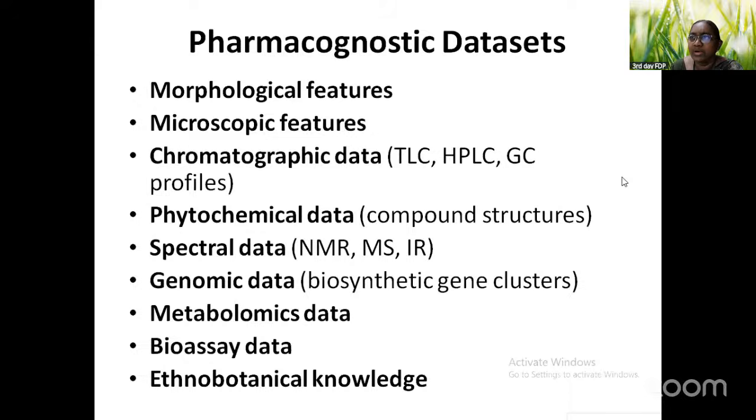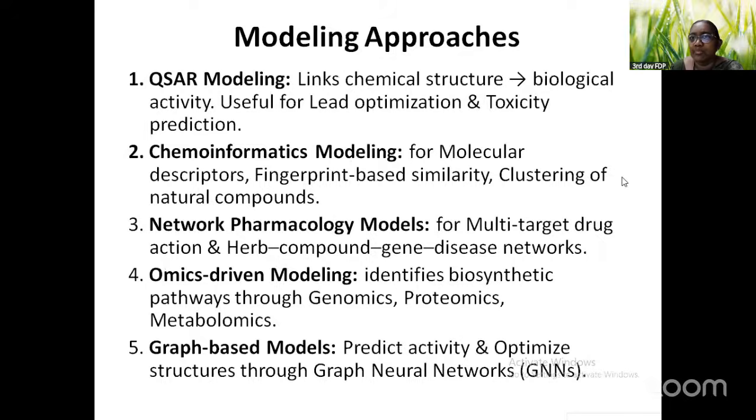So coming to the pharmacognostic datasets, the data can be categorized into various sets like morphological features, microscopical features, chromatographic data, phytochemical data, spectral data, genomic data, metabolomics data, bioassay data, and ethnobotanical knowledge. Based upon these datasets, the medicinal plants can be screened and new drug molecules can be isolated from the natural products. Whereas modeling approaches are QSAR modeling, chemoinformatics, network pharmacology, omics-driven modeling, and graph-based modeling.